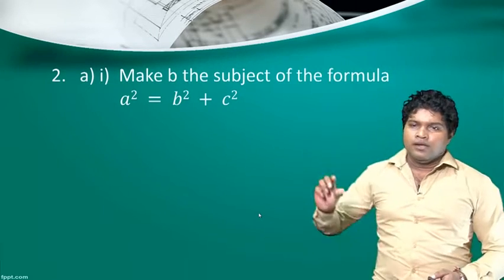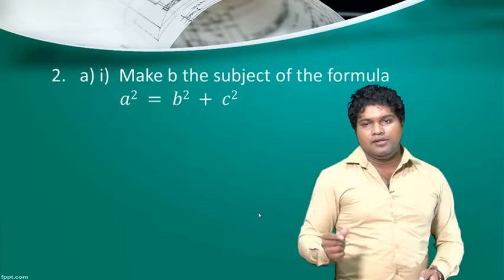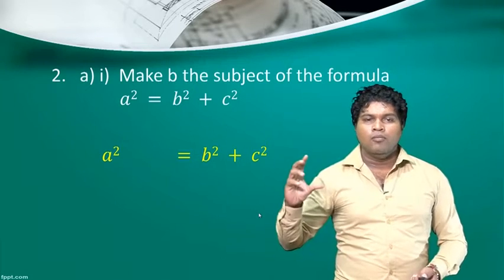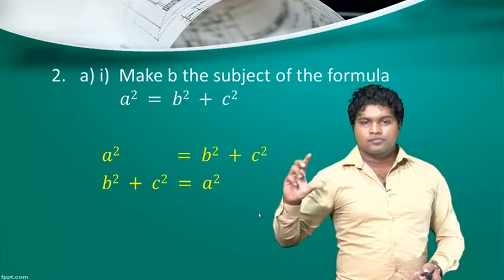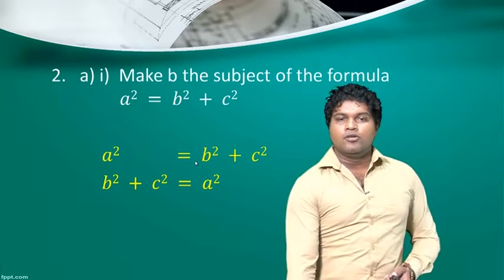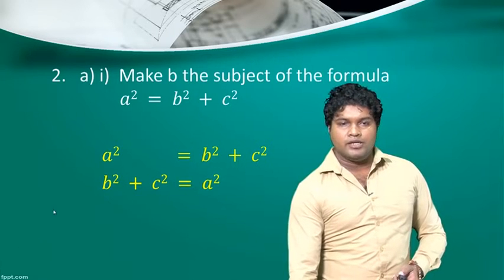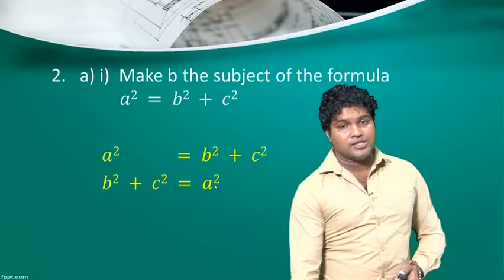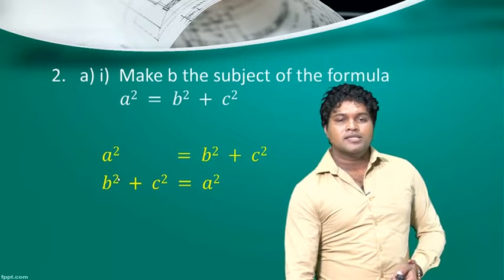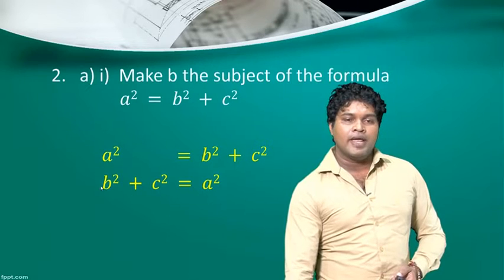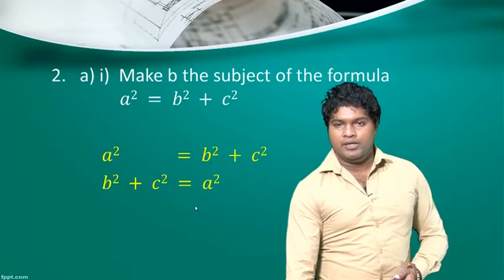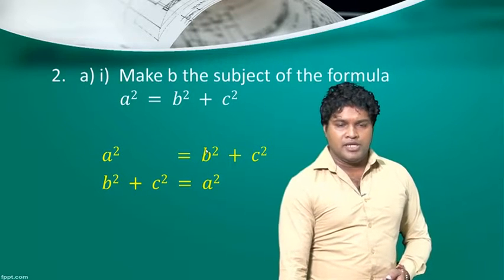I think it's better to rotate through the equal sign. Rotate the whole equation. You can see, now by rotating the whole equation, B squared plus C squared equals A squared. I have rotated it through the equal sign to make B the subject. My target, my aim is going towards B. Until that, I have to rotate it. Somehow I must make B the subject.